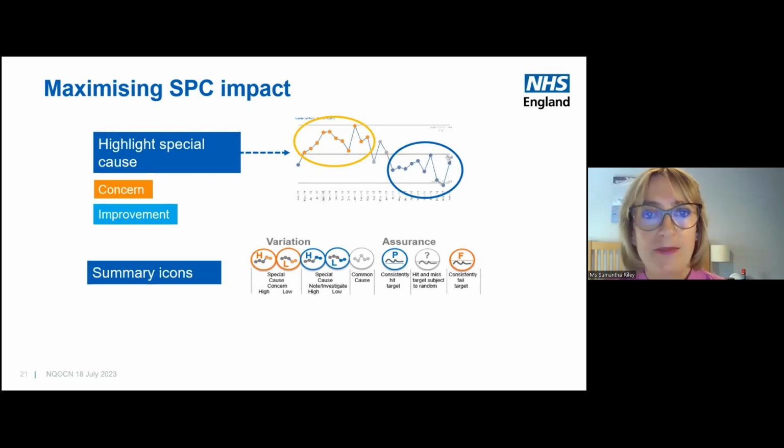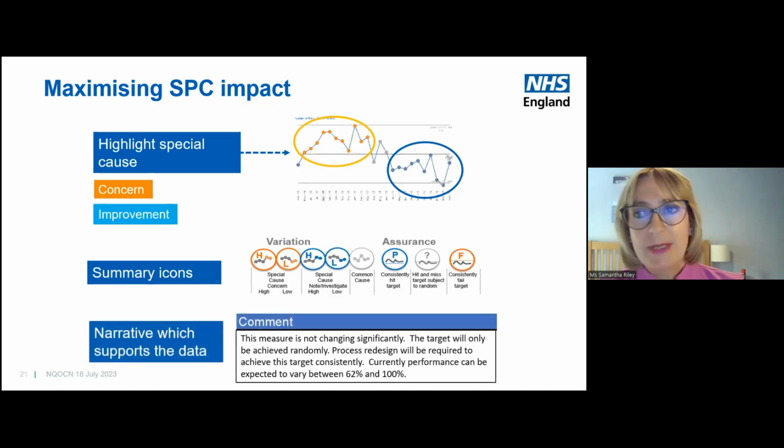So very simply, if you see an orange icon, it means it's getting worse. A blue icon, it's getting better. The grey icon, it's not changing. And then if we have got a target, the blue P is going to assure us that we can consistently pass the targets. The orange F, we're going to consistently fail it. And then the question mark is where we're going to hit and miss the target at random.